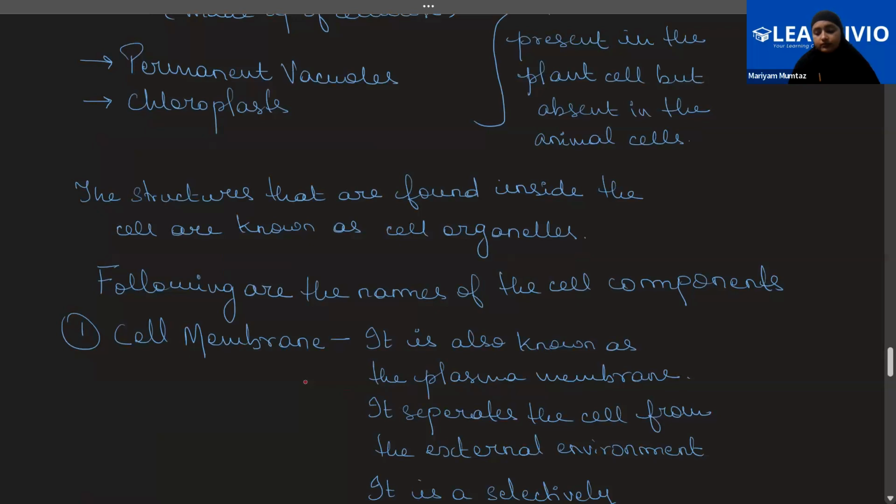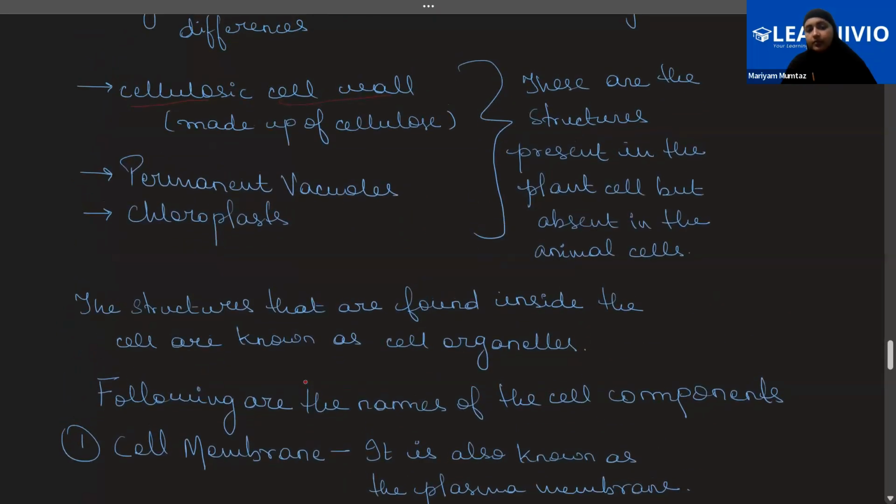Now, the first one is the cell wall, then the permanent vacuoles, and chloroplast. First is the cellulosic cell wall. Cellulosic means it is made from cellulose. So a cell wall which is made up of cellulose, a vacuole that is permanent, and chloroplast. These three structures are not present in animals and they are present in plants. We will discuss each of these structures in depth, but just for now, you should know that these three structures are not present in animals.